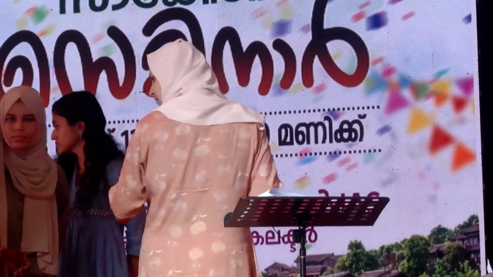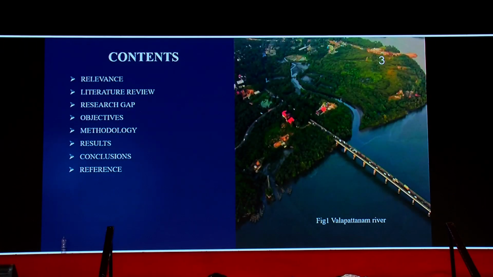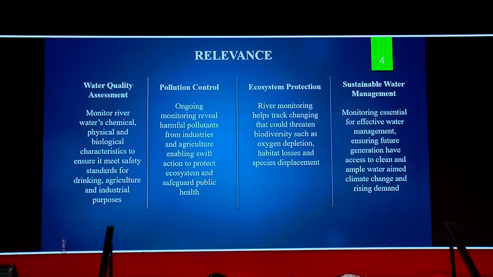As we all know, 70% of our Earth's surface is covered with water. Despite its abundance, only 3% of water is available as fresh water. But the recent rapid urbanization, industrialization and agricultural activities have led to the contamination of rivers globally.